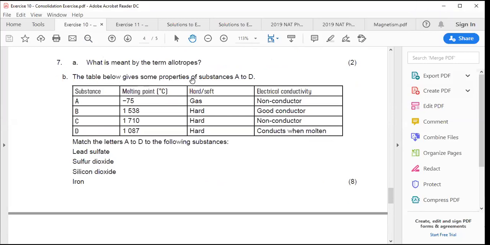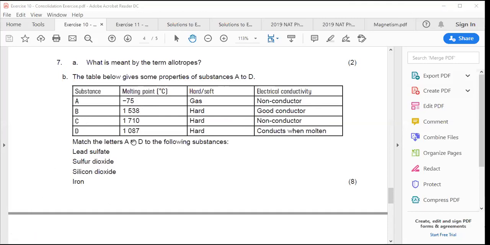The table below gives some properties of substances A to D. So you've got substance A, melting point minus 75, a gas, and not a conductor of electricity. B, 1538, that's the melting point. It's hard, and a good conductor of electricity. Then C, you've got a melting point of 1710. It's hard and a non-conductor of electricity. Then D, we have 1087, it's hard, and conducts when molten, that is when it's a liquid.